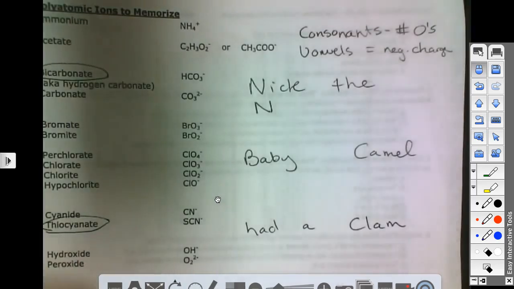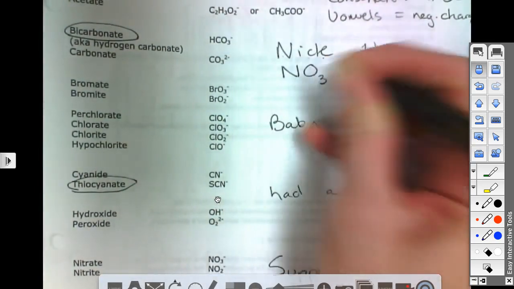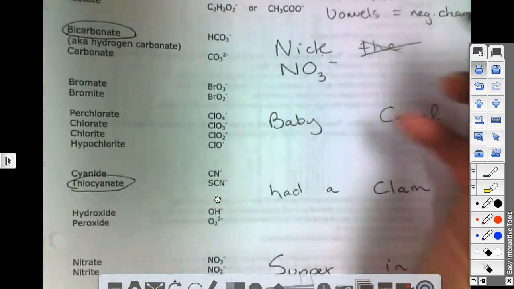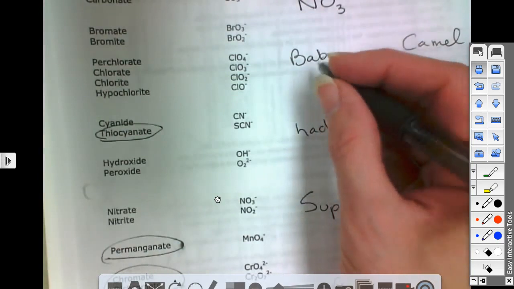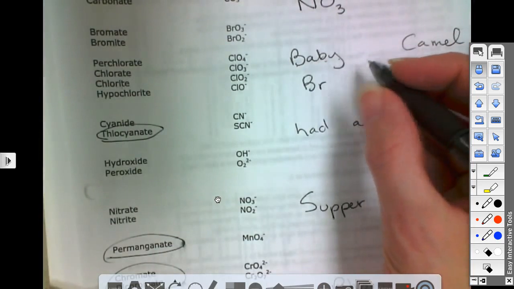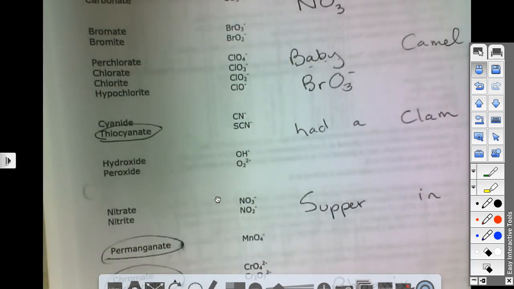So, Nick: I count the consonants, 1, 2, 3. That gives me 3 oxygens, and 1 vowel makes the charge 1 minus. That's nitrate. All these words I'm giving you are the "ate" ions, and you'll have to bump them up or down as needed. Baby is for your bromate. I got B-R for bromate, then 1, 2, 3 consonants, and 1 vowel. So there's your bromate. Bromite is going to be 1 less than that. You start with bromate and then take 1 off the oxygens.